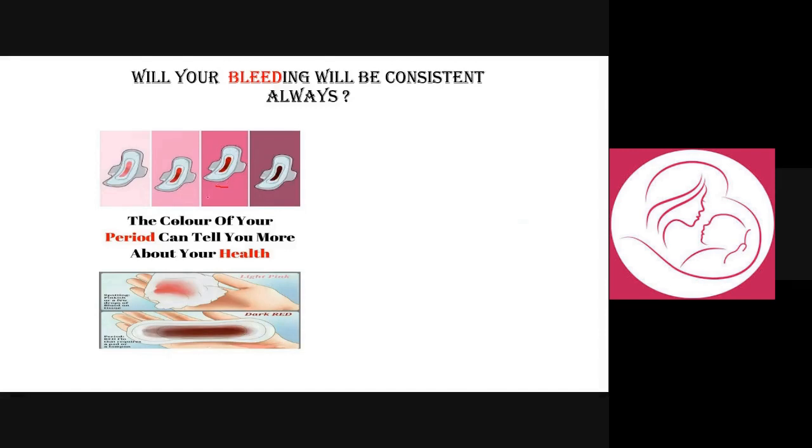Further, I request each and every one of you to please spend some time to have a good look at your menstrual pad, so it conveys a lot of information regarding what is happening inside. The color of your period can tell you more about your health. It can range from very dark with clots to as light as pink. That is, it can go to this extreme or to this extreme. So please have a look at it because it conveys a lot of information.